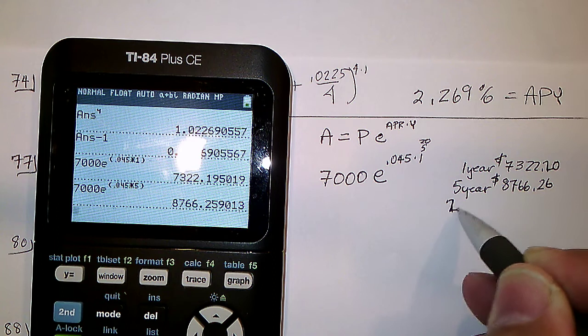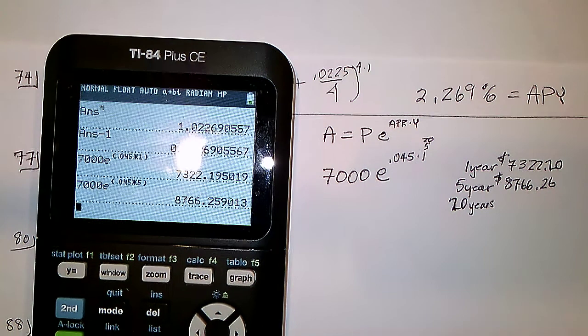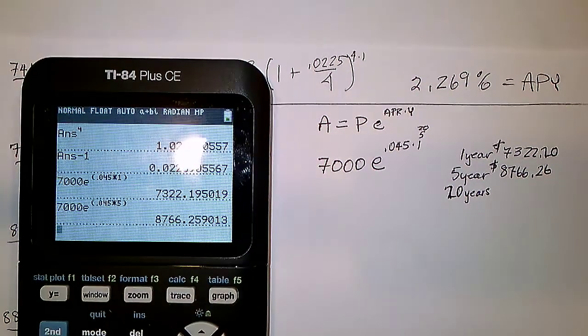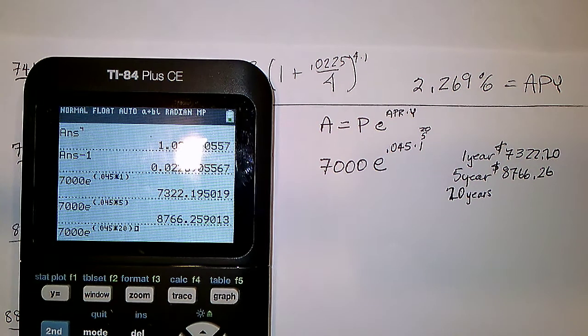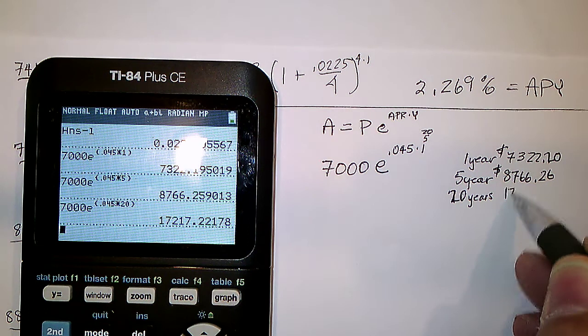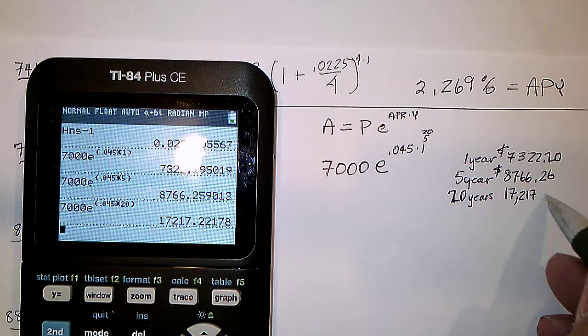And then 20 years, we'll go back and change the 5 to a 20. Second, enter, or I can arrow up, but I can just put 20, close parenthesis, enter, and I get $17,217.22.